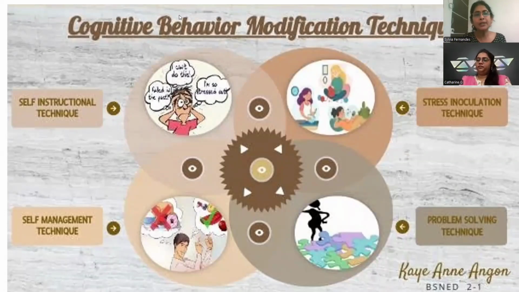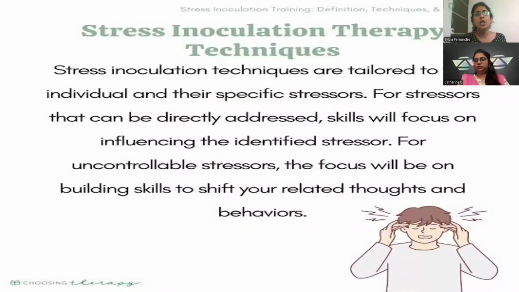So now we look at some more techniques under cognitive behavior modification: self-instructional techniques, stress inoculation techniques, self-management technique, problem-solving technique. You look at them one by one. So stress inoculation techniques are tailored to individuals and their specific stresses. For stresses that can be directly addressed, skills will focus on influencing the identified stresses. For uncontrollable stresses, the focus will be on building skills to shift your related thoughts and behaviors.